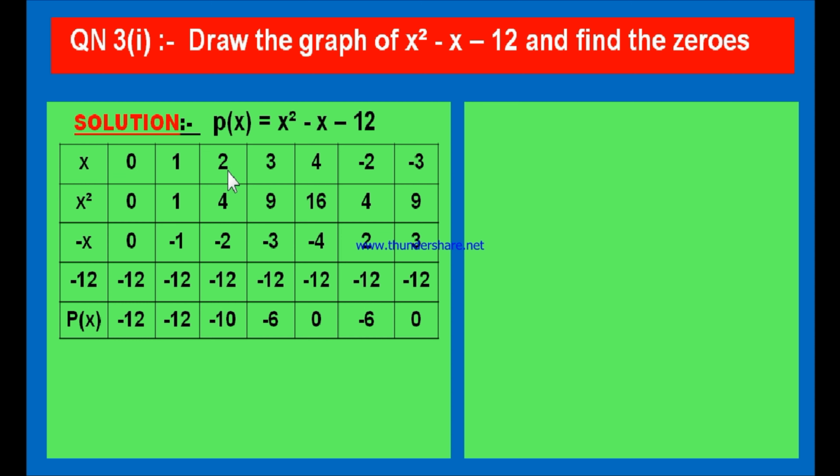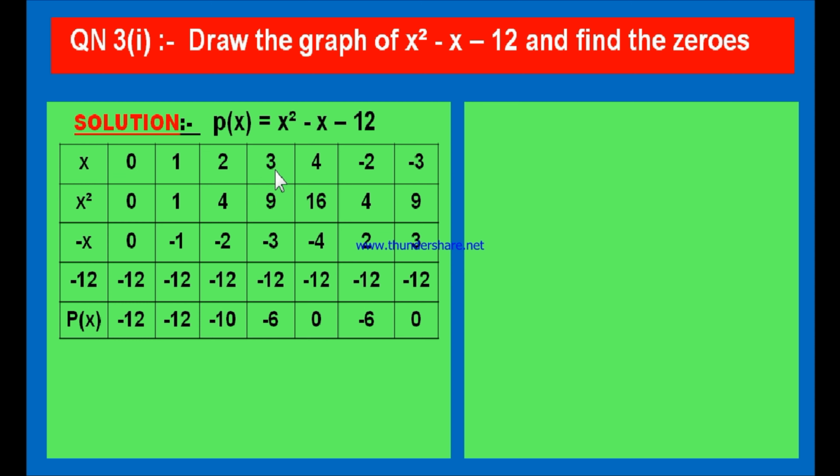Now take x is equal to 2. If x is equal to 2, then x square, 2 square, 2 into 2 is 4. Minus x means minus 2 and minus 12. Add these three values. Now in order to add these three values, first of all add negative values and positive values separately. Positive value is only one, that is 4, whereas negative values minus 2 minus 12 is minus 14. Minus 14 plus 4 is minus 10. Therefore, the third point on the graph is (2, minus 10).